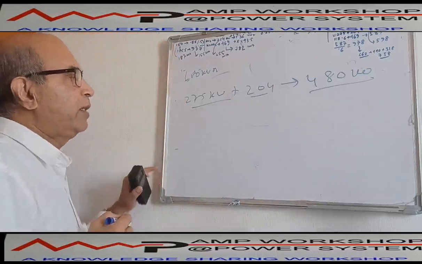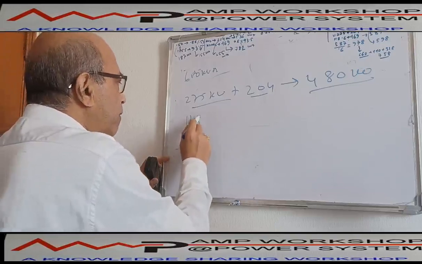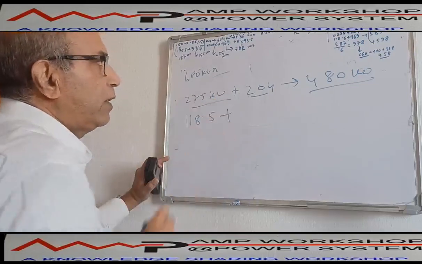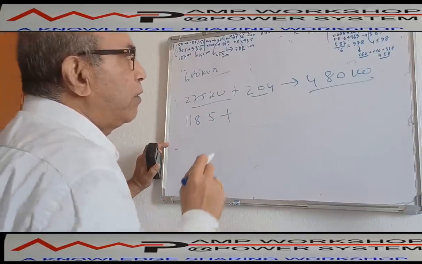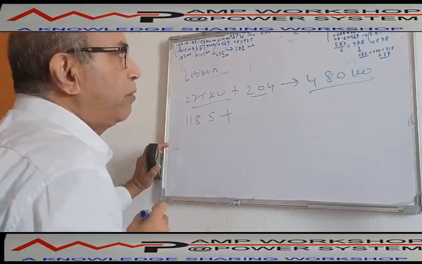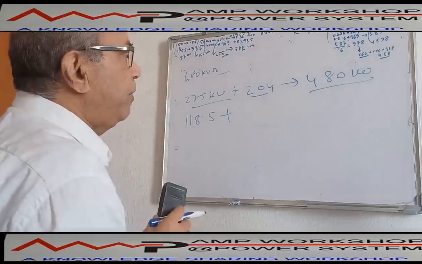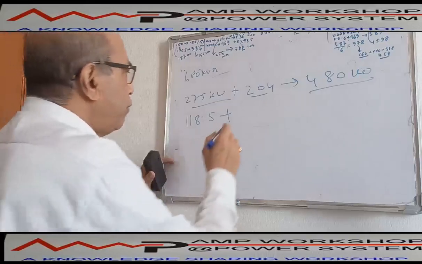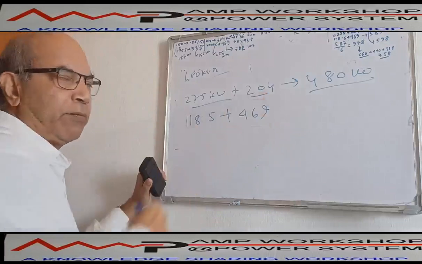And how much kVAR is required? We have seen the continuous load. This kVAR is equal to 118.5. And during starting of this motor, how much kVAR have we calculated? We have seen that kVAR is equal to 300. And we have calculated the kVAR before, that kVAR is equal to 469 kVAR during motor starting.